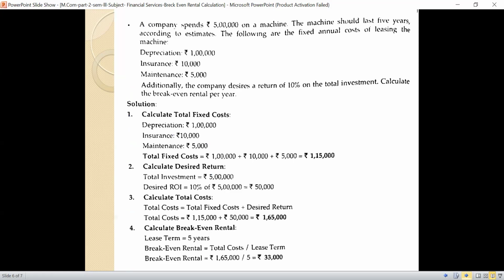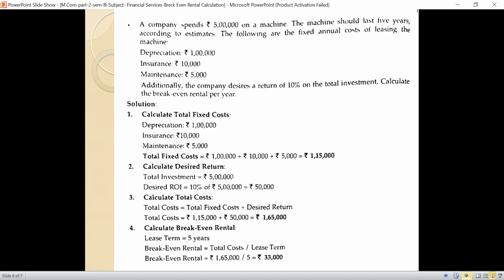Next problem is, a company spends rupees 5 lakh on a machine. The machine should last 5 years according to the estimates. The following are the fixed annual costs of leasing the machine. Depreciation rupees 1 lakh, insurance rupees 10,000, maintenance rupees 5,000. Additionally, the company desires a return of 10% on the total investment. Calculate the break-even rental per year.